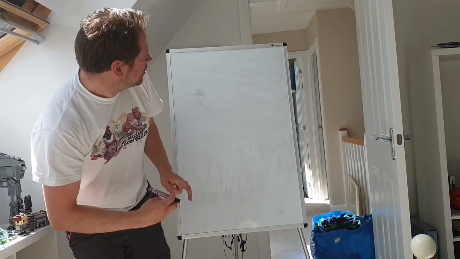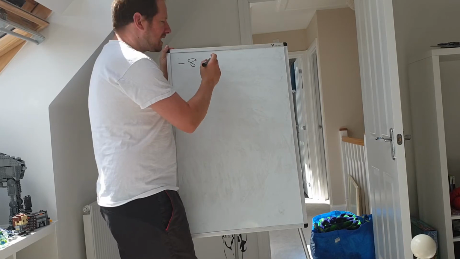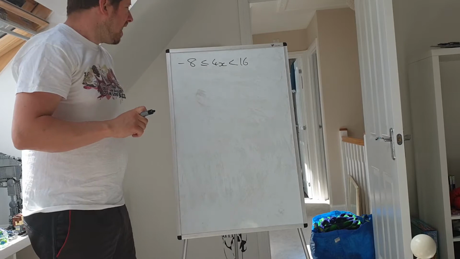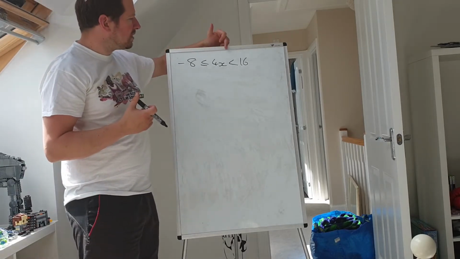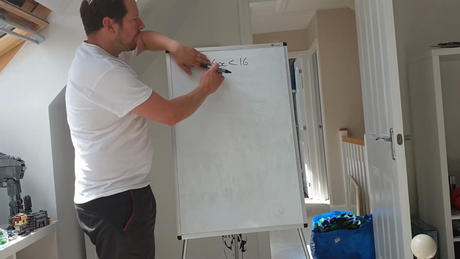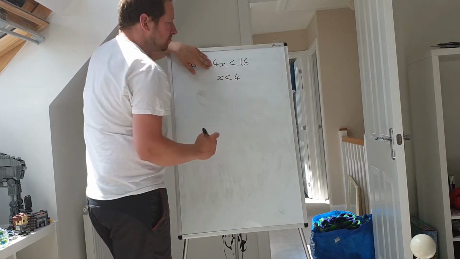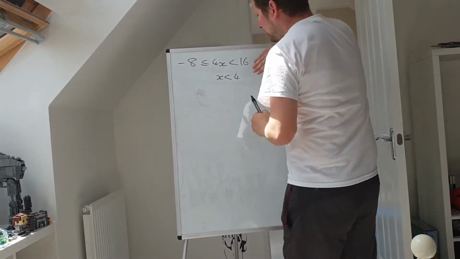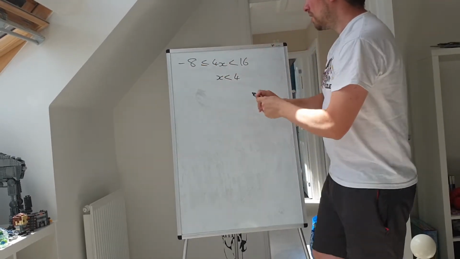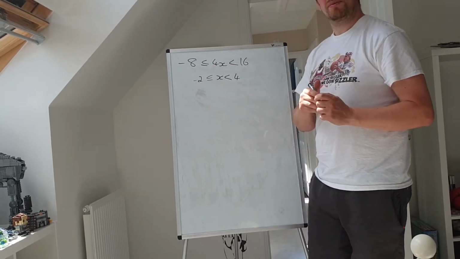Okay. So what about if a question looks like this? I've got minus 8 is less than or equal to 4x, which is less than 16. It looks kind of tricky because I've got two sets of inequalities here, but all you do is treat them separately. So if I was going to solve 4x is less than 16, that would be x is less than 4. Dead easy. Then move over to this side and solve 4x is greater than or equal to minus 8, divide by 4, and we get x is greater than or equal to minus 2. That's the first one.